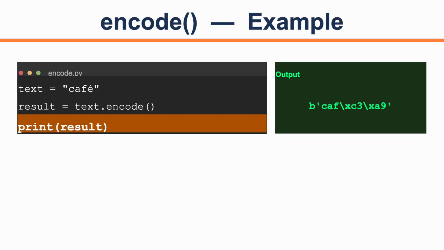Here we store the string café, with an accent, in a variable called text. Calling the encode method converts it into bytes. The result shows the accented character represented as multiple bytes in the UTF-8 encoding.